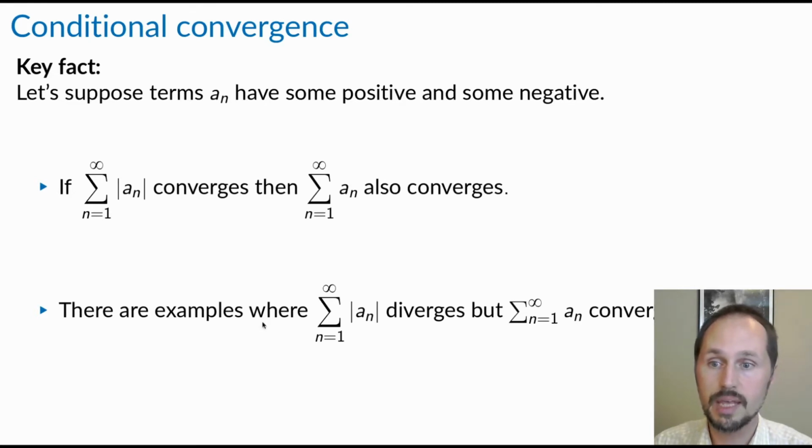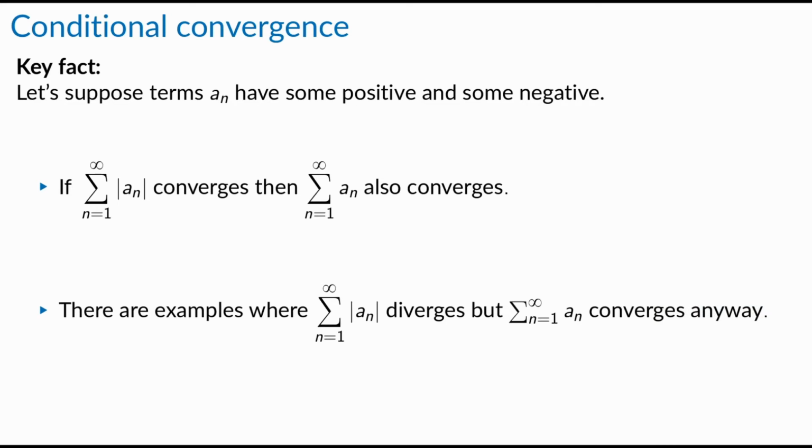The first one is, if the series where we throw away the minus signs, so we take the absolute values of all the terms, if the series of the absolute values converges, then the series with the signs in it also is forced to converge. That's the first important fact. And then the second important one is that there are going to be examples where the series of the absolute value part diverges, but the series itself with the signs in it will converge anyway.